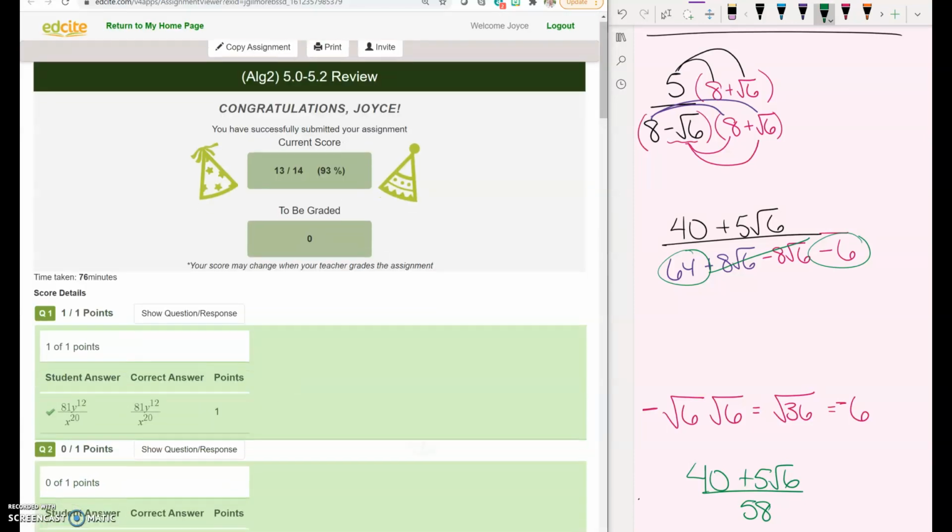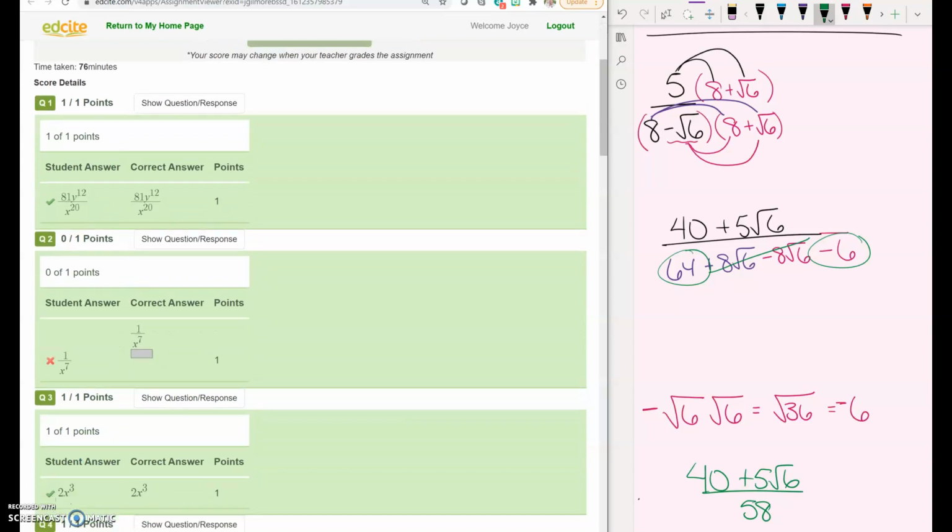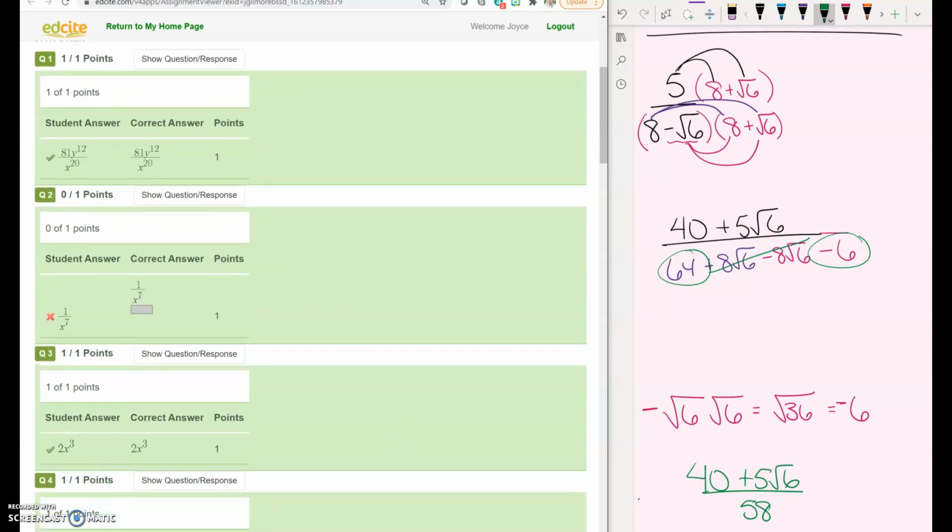Uh-oh, it says we missed one. What did we miss? I need to make sure it's not a... I will fix that. This is just in how we put in our answers on the teacher end. So I will get that fixed so that it shows correct on your end as well. Sorry about that.